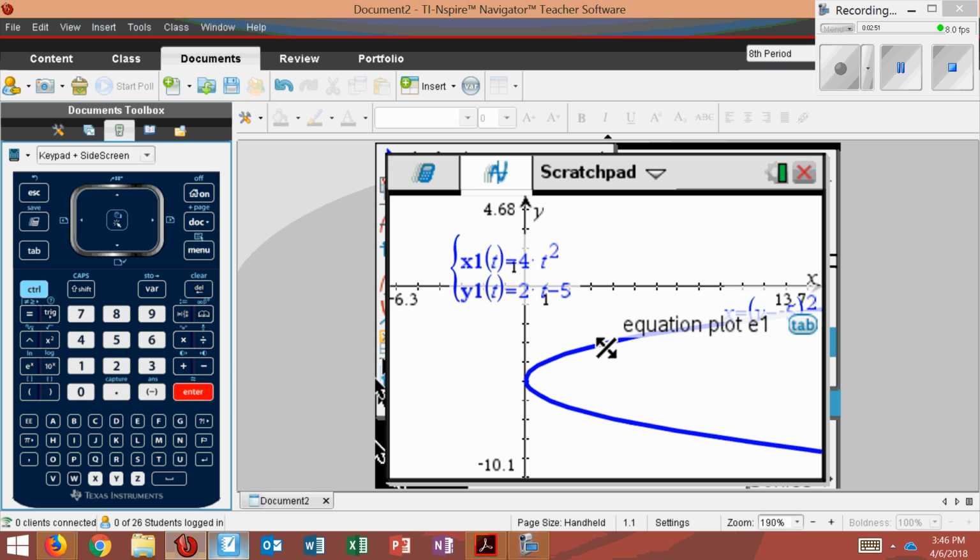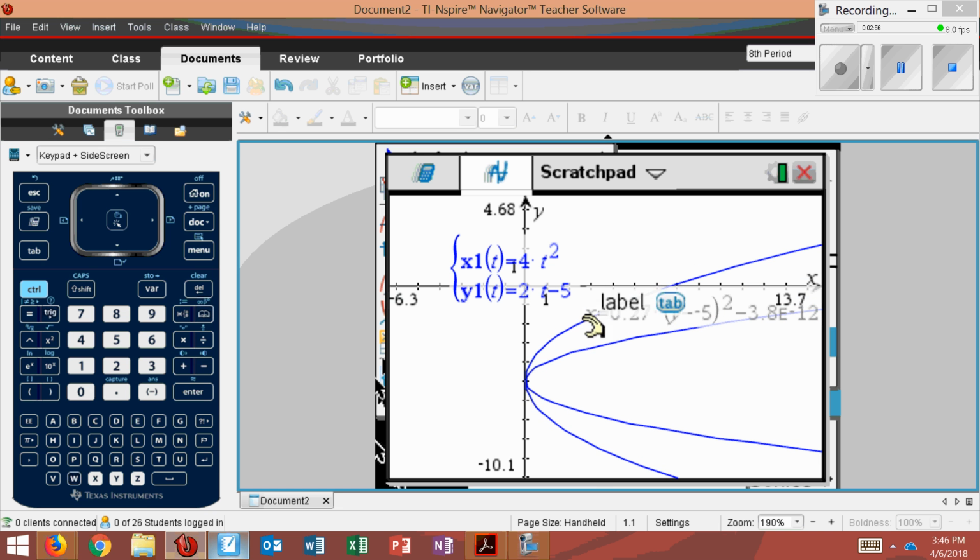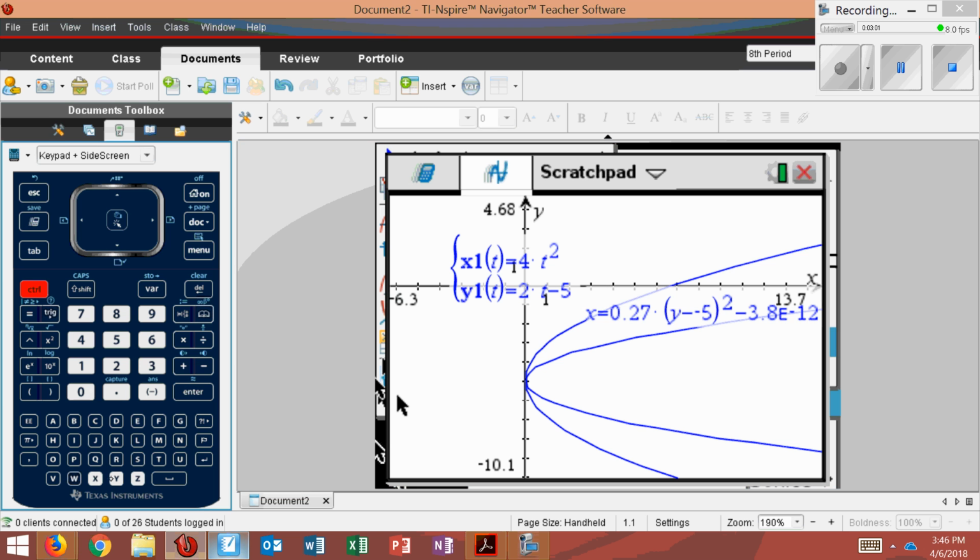Hit enter, and notice it's the exact same graph. They highlighted right on top of each other. If you're not sure, I just moved it like that. You can see that they are two different graphs, and I'll go back and undo what I just did. You'll notice that they're exactly the same graph.